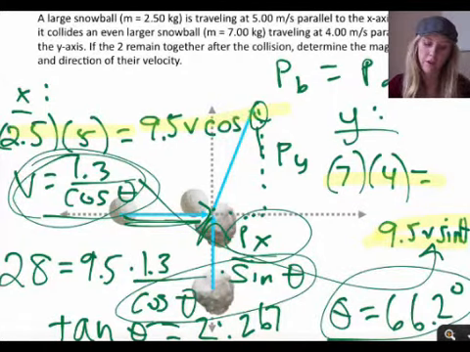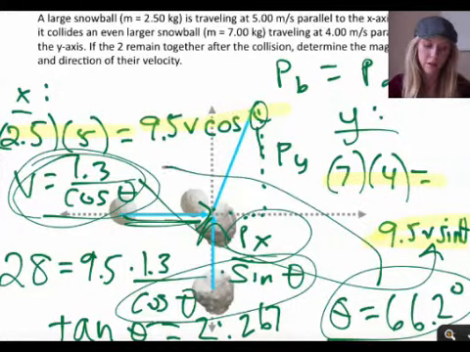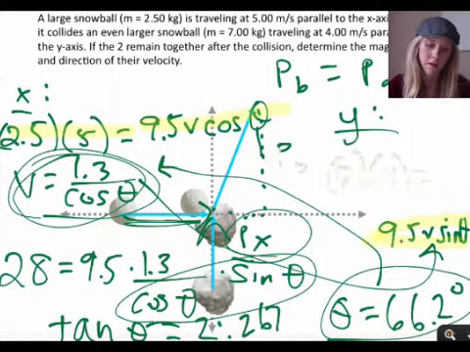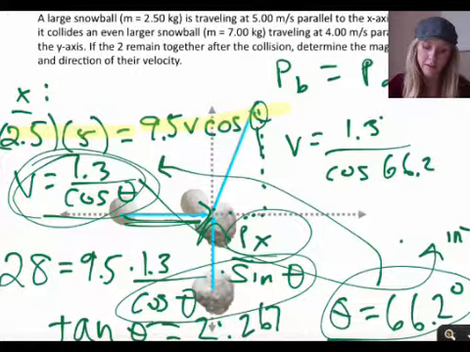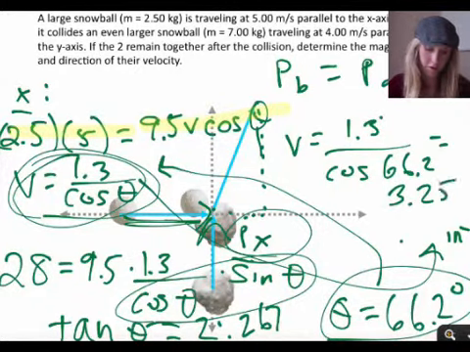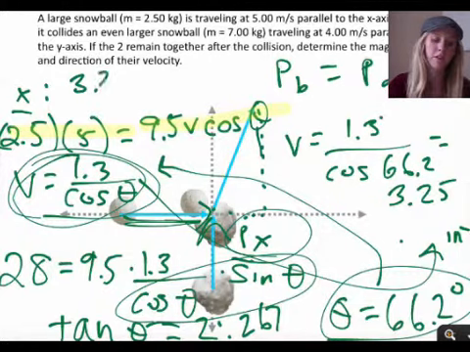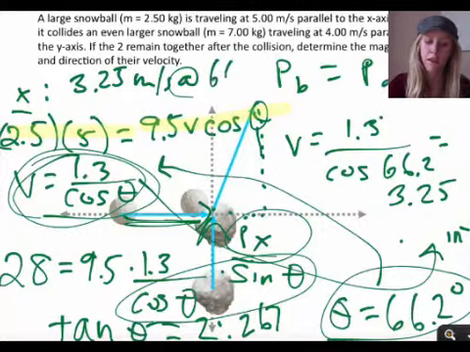And then you're going to plug this back into either equation. I'll just plug it into this one since it's already arranged for v, to solve for what your velocity is. So we get v equals 1.3 over cosine of 66.2. So you get 3.25. So your answer is 3.25 meters per second at 66.2 degrees.